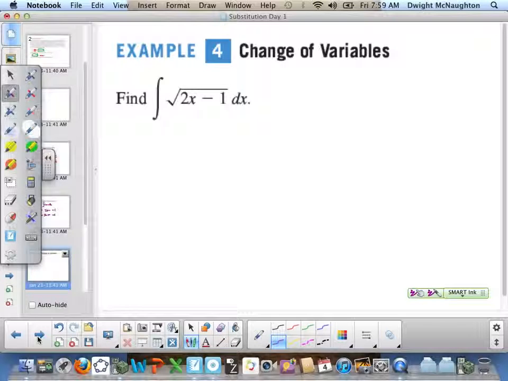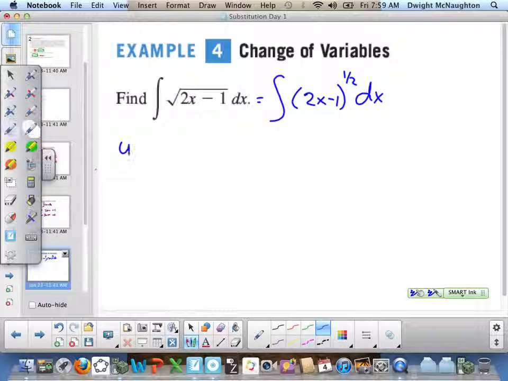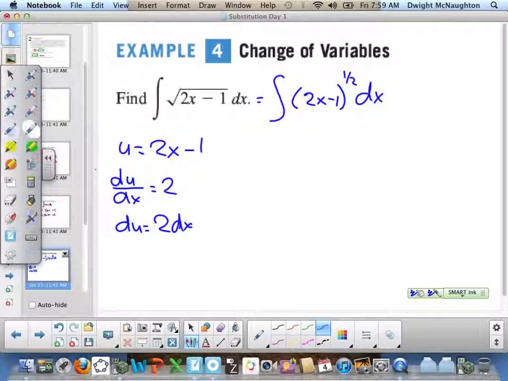All right, let's look at this one. This one is slightly different. All right, our function inside, first off, let me rewrite this as a fractional power. And our function inside is 2x minus 1. If we take the derivative of 2x minus 1, we get 2. So then du is 2 dx.